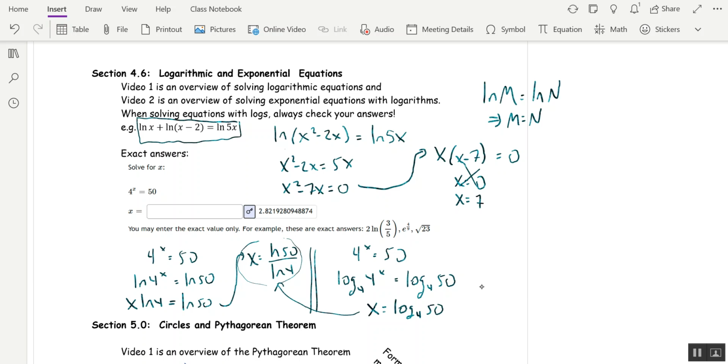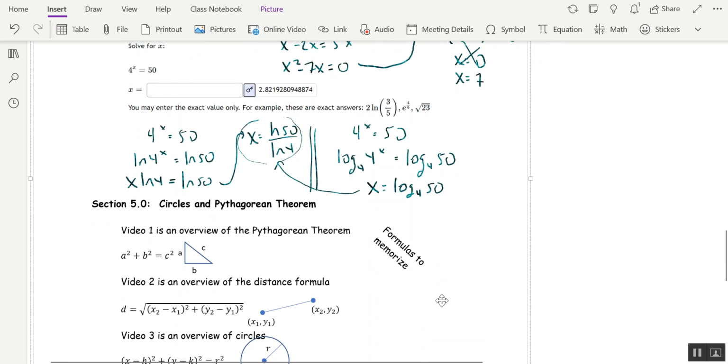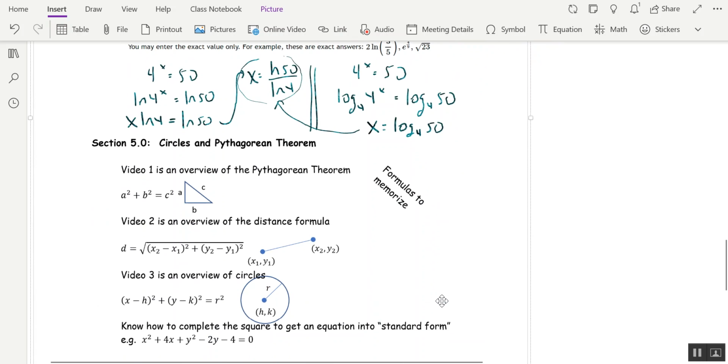Okay, here we go. Last section. And again, there's memorization here that you need to do. And I apologize for that, but you should make some flashcards. Circles and the Pythagorean theorem. You might already know the Pythagorean theorem. Hopefully you do. A squared plus B squared is C squared for a right triangle. And the distance formula. So the distance between 2 points, you have to know that formula.